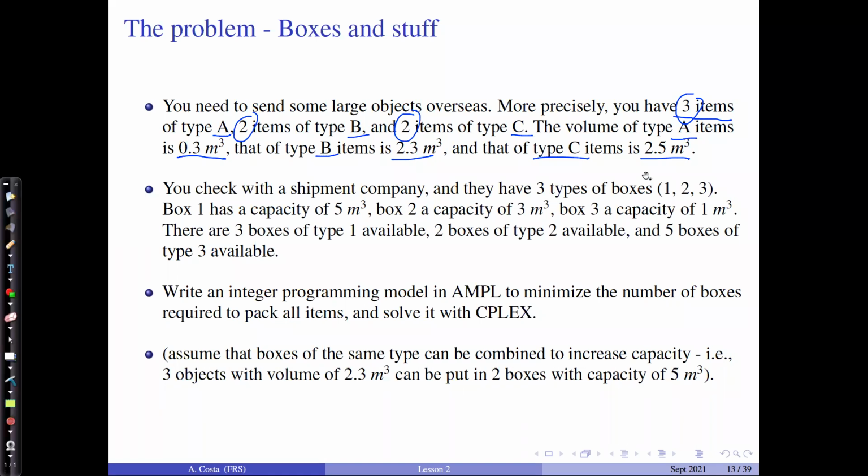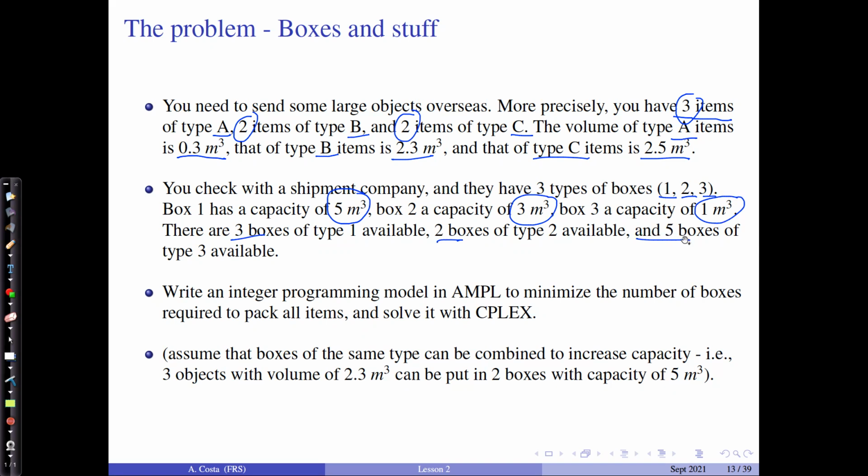What about the boxes? We also have 3 types of boxes, type 1, 2, and 3, and each box has a capacity. For example, box 1 has a capacity of 5 cubic meters, then 3, then 1. And we also have a maximum number of available boxes to use. For type 1 we have 3, for type 2 we have 2, and for type 3 we have 5.